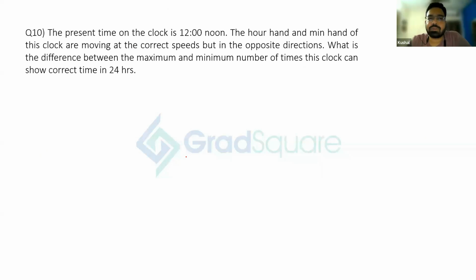I'll read the question for you. The present time on the clock is 12 noon. The hour hand and minute hand of this clock are moving with the correct speed, but they are moving in the opposite direction. So either this can happen, what way? That means the hour hand is moving in the right direction, which is the clockwise direction, and the minute hand is moving in the opposite direction, which is the anti-clockwise direction.